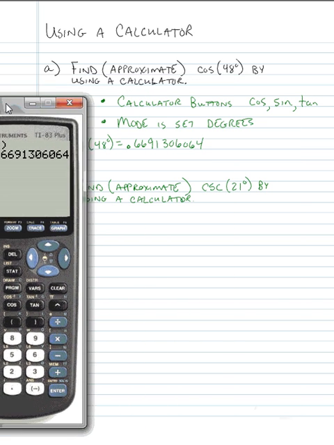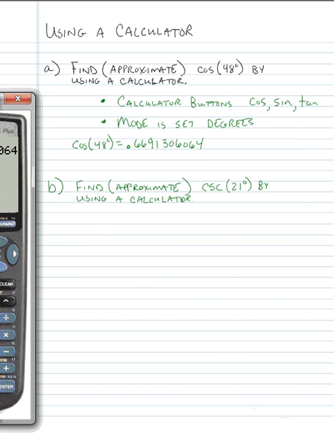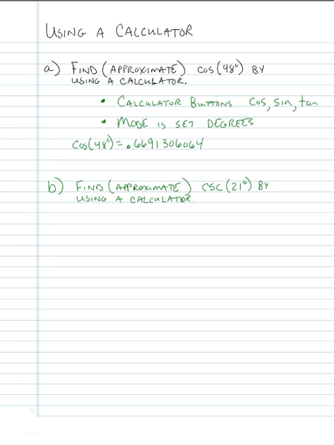I'll just see if I can pull this off screen a bit, and we'll continue now. Again, 21 degrees is not related to any one of our special angles. So that's the reason we're going to have to use the calculator here. Now here's the next thing. Remember, your calculator only has three trig function buttons: cosine, sine, and tangent. It doesn't have a cosecant button. See, there's no button.